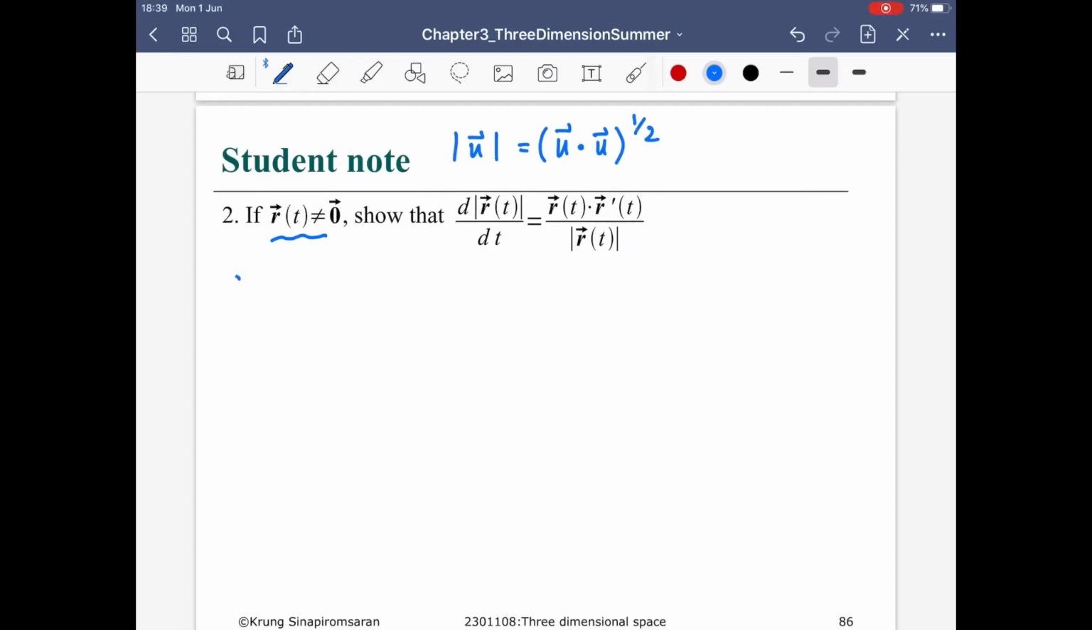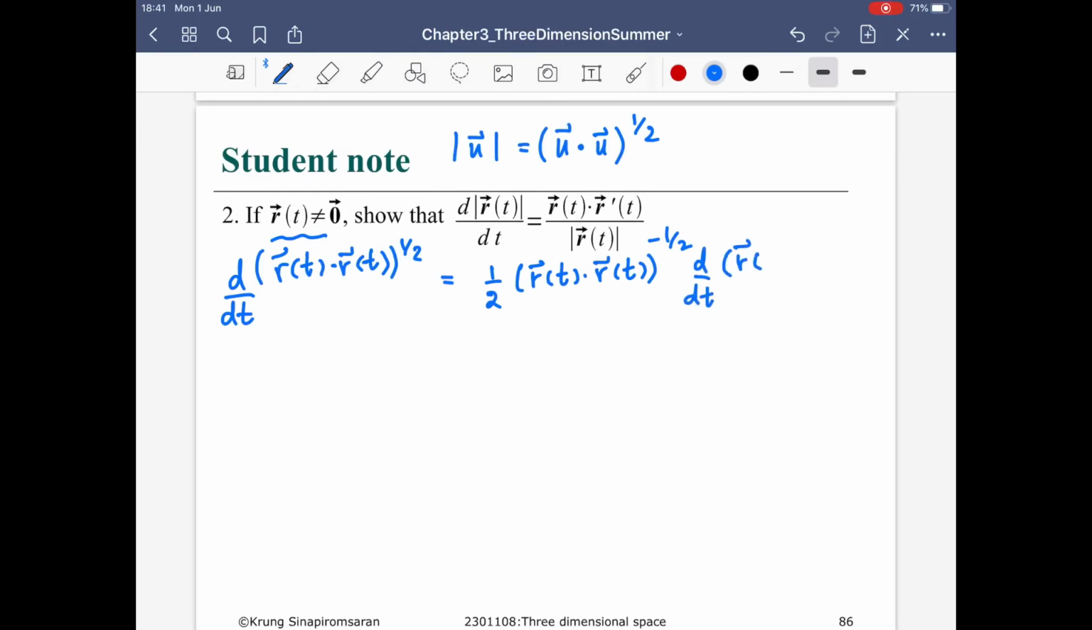Now we have a derivative with respect to t of r(t) dot r(t), raised to the power 1/2. So you have 1/2, and r(t) dot r(t) raised to the power negative 1/2, just like the chain rule, right? And then the derivative of the one inside. So you are going to use the product rule, but this one is the product rule in terms of a dot product.